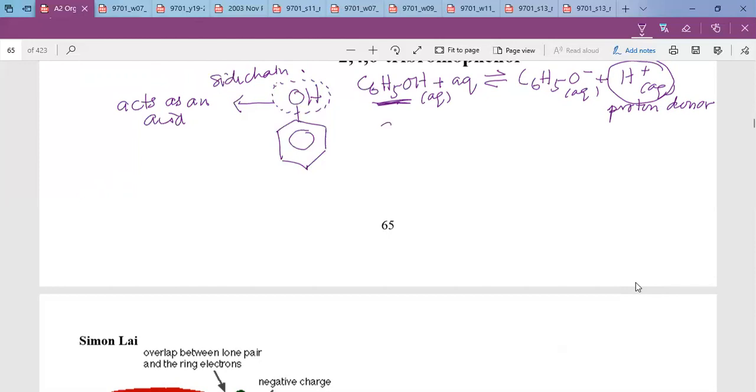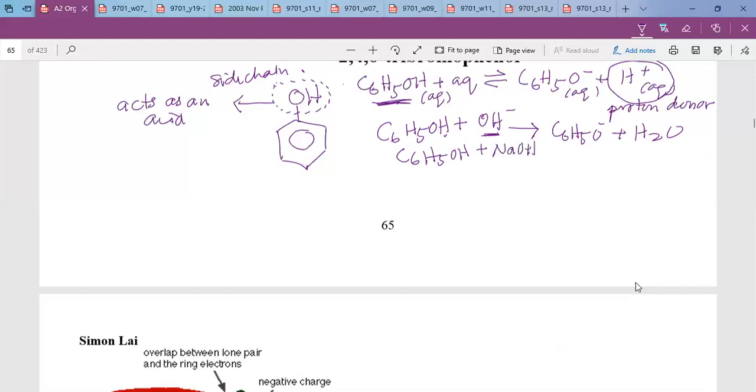Now, I can put C6H5OH plus NaOH. Of course, you can put NaOH here, or you can put OH minus here. It will give you what? Get out the H, and give you C6H5O minus plus your H2O. If you use OH minus here, it's using only an ion, so it's still a proton donor. But of course, you can put the whole thing here, C6H5OH plus NaOH, also can.